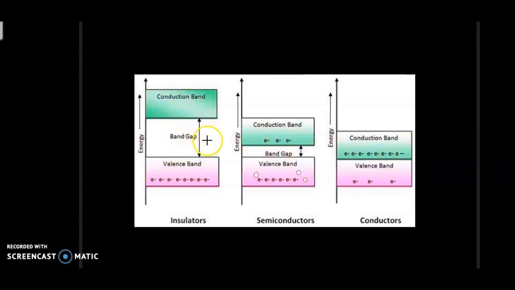In insulators, the forbidden energy gap between the valence band and conduction band is large. That means the electrons in the valence band find it difficult. It needs more energy to move from the valence band to the conduction band.